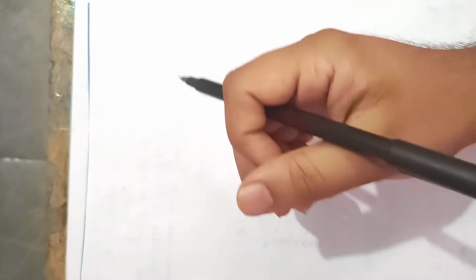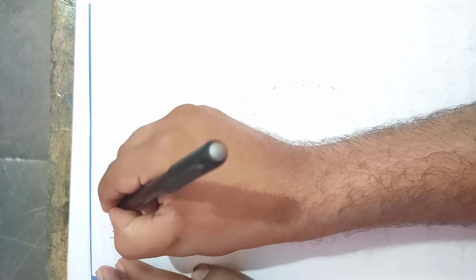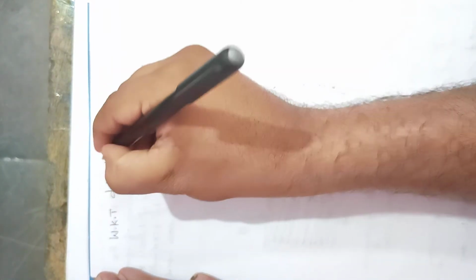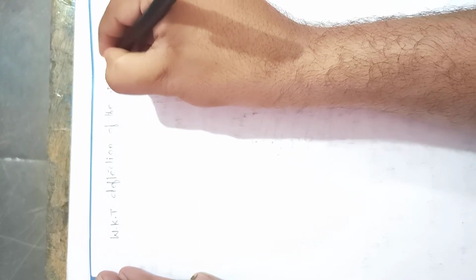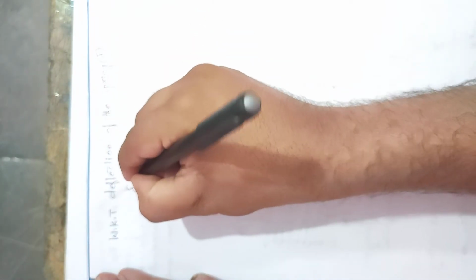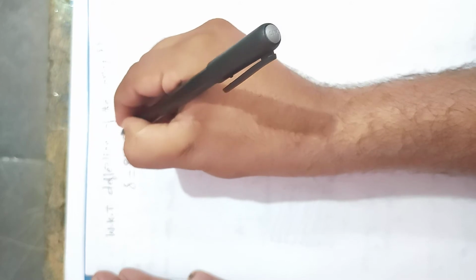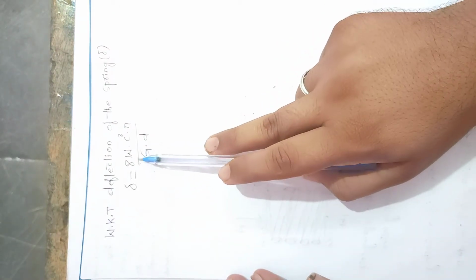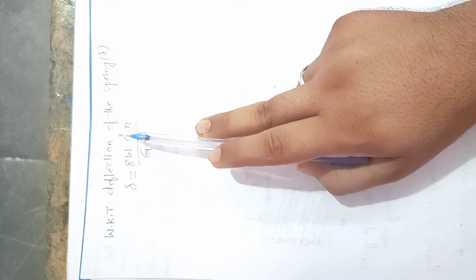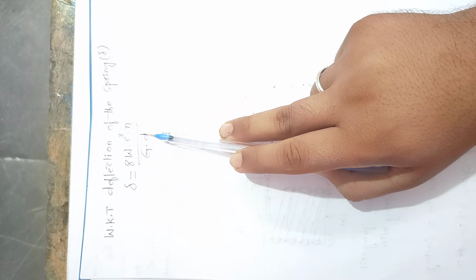So we know the deflection of the spring, delta. The formula is delta equal to 8 W C cube into N by G into D. So what is the formula of deflection of the spring? It is 8 into load into spring index cube into number of turns, divided by modulus of rigidity into diameter of the wire.